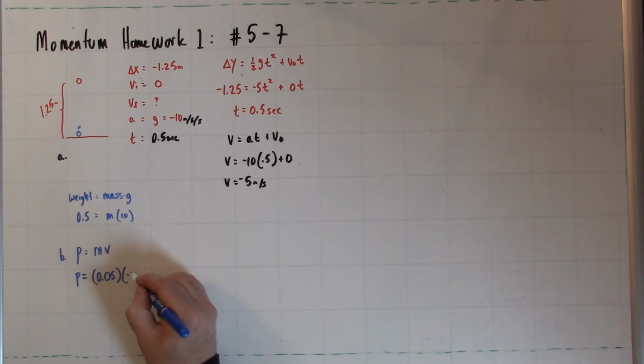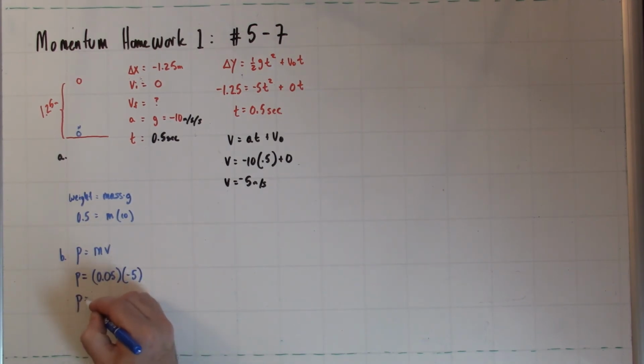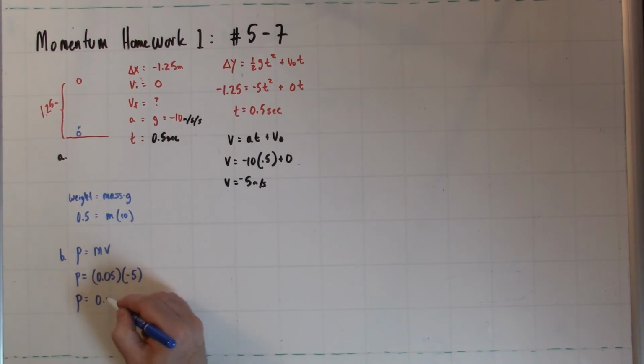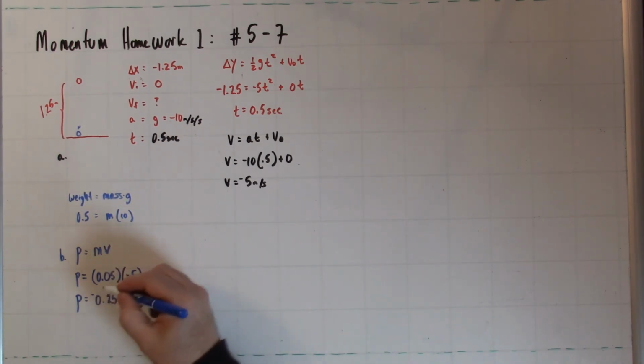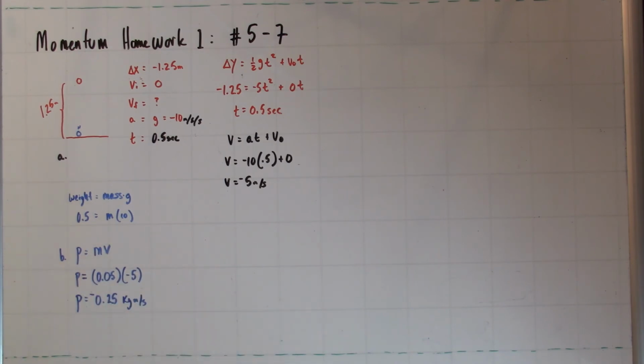And the velocity is negative 5. And so the momentum is 0.25 kilograms meters per second. Now don't forget the fact that it's negative here. The fact that it's negative means that the velocity is in the down direction and the momentum is also in the down direction. Momentum, like velocity, has both a magnitude, a size, and a direction.